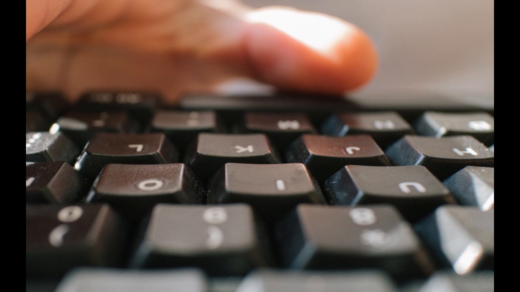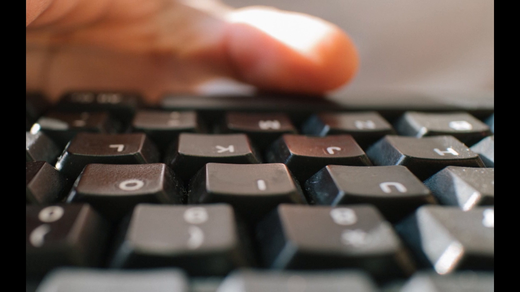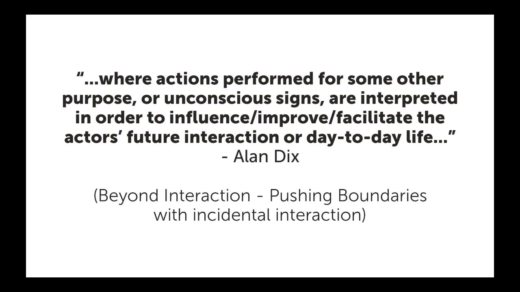For that, I'm going to borrow a definition from a renowned professor of human-computer interaction, Alan Dix. He wrote that these kind of interactions occur where actions performed for some other purpose, or unconscious signs, are interpreted in order to influence, improve, or facilitate the actor's future interaction or day-to-day life. The actors Dix is referring to in this case are our users. So in other words, implicit interactions occur when our computers and devices try and read between the lines, making educated guesses about what we might want to do, based on our behavior or what we've done before.